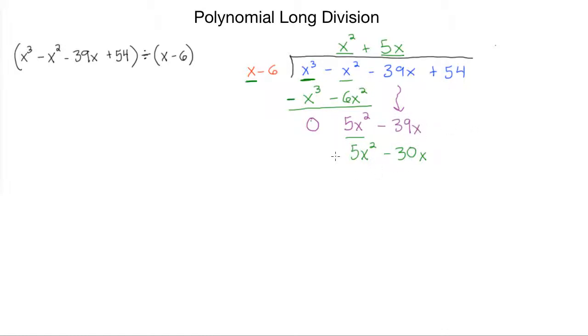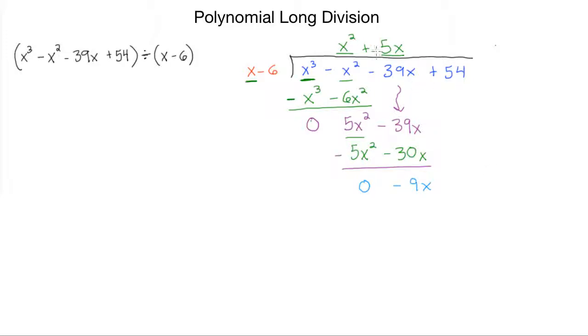All right, now we got another subtraction problem. Let's subtract things out. 5x squared minus 5x squared gives me 0. I like that. That's what I want. But now I have negative 39x minus negative 30x. That ends up becoming negative 39x plus 30x with a double negative. So the result is those two things subtract out to make negative 9x.